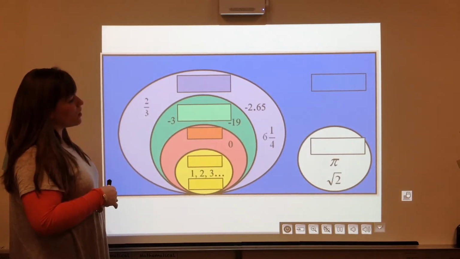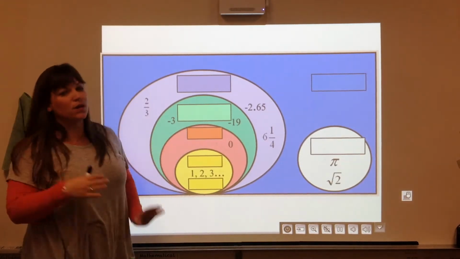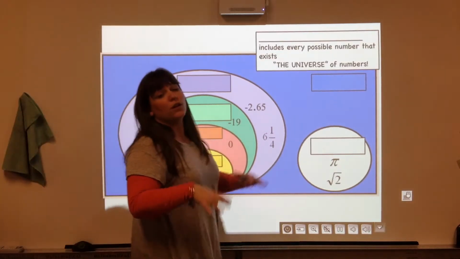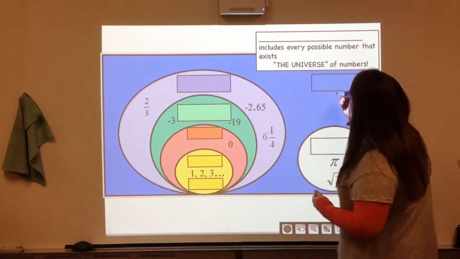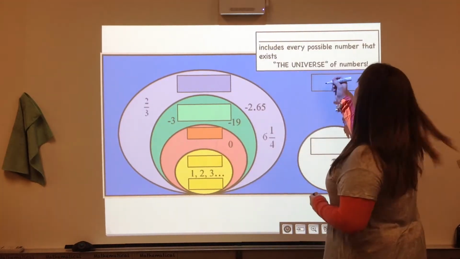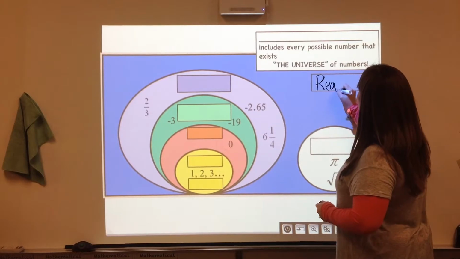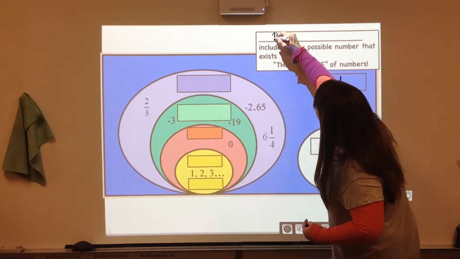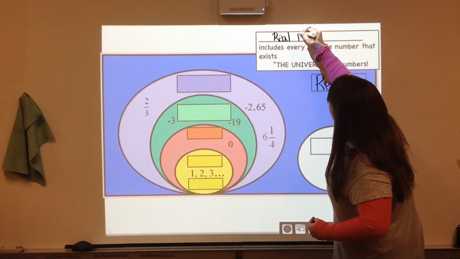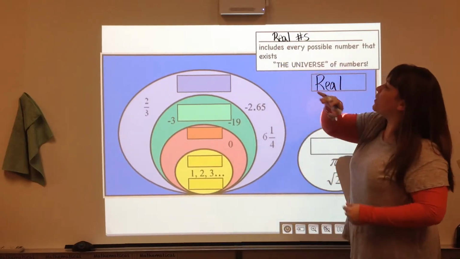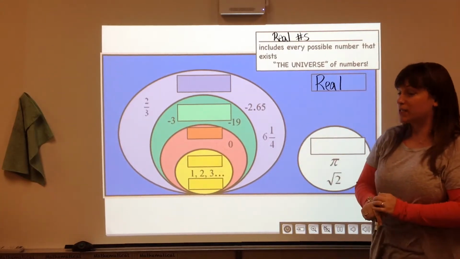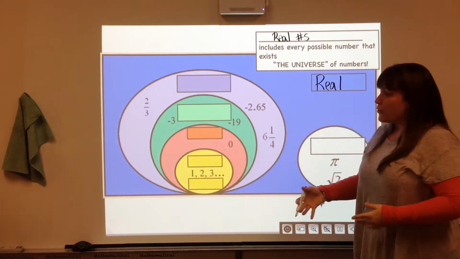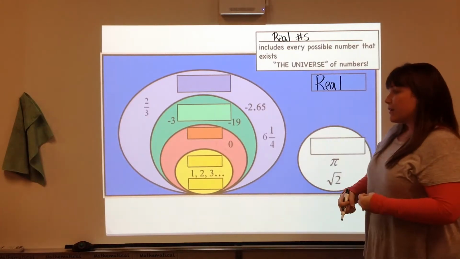So if I'm going to talk about all of the numbers that we know of in the universe, they are going to be called real numbers. So that's the biggest rectangle, that's blue in my example. And you have this definition below. You can fill it in as we talk about them. Real numbers are any possible number that exists. It's called like the universe of numbers. So all numbers fit into this category. Now we're going to get more specific.